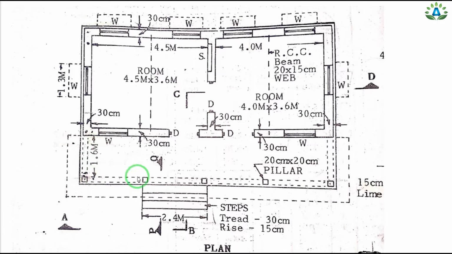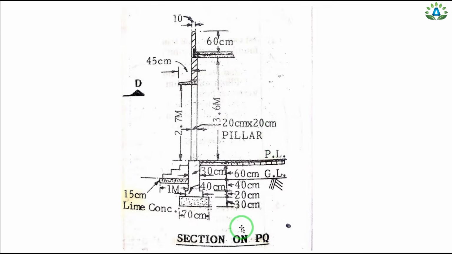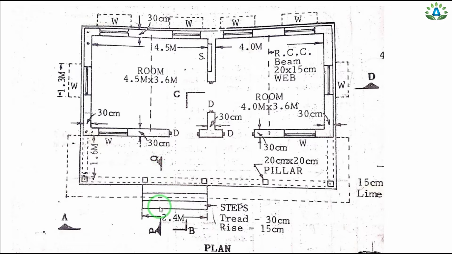whereas we have this portion as the veranda portion, and we have 5 number of pillars on these sides, and these pillars are of 20 centimeter into 20 centimeter dimensions. And in our question we have this sectional elevation on ABCD, whereas we have this section on PQ. That means this is our PQ section and this is our veranda portion. So when we cut this building from this PQ section, then it will give us the section of the veranda.